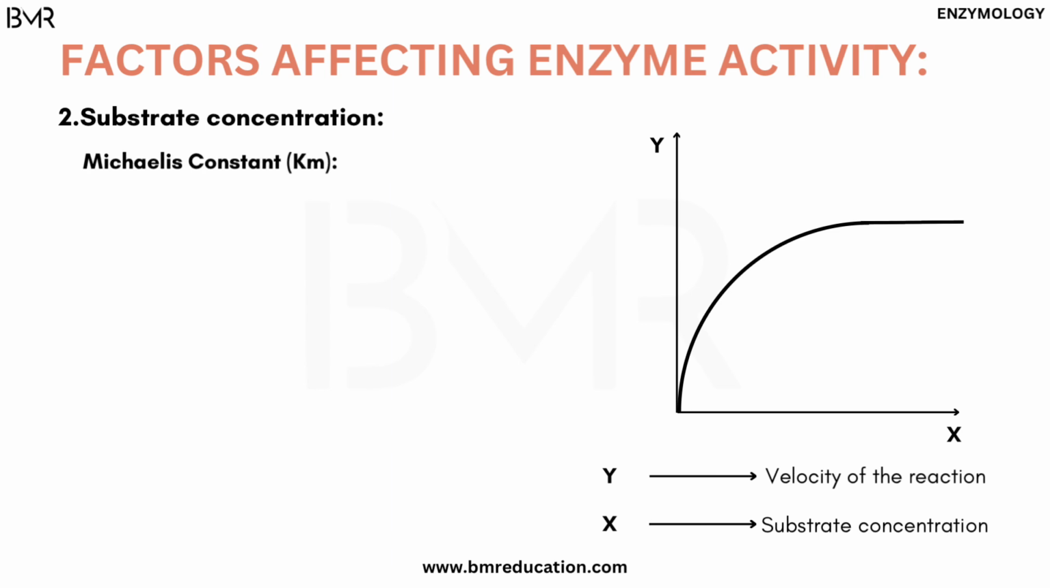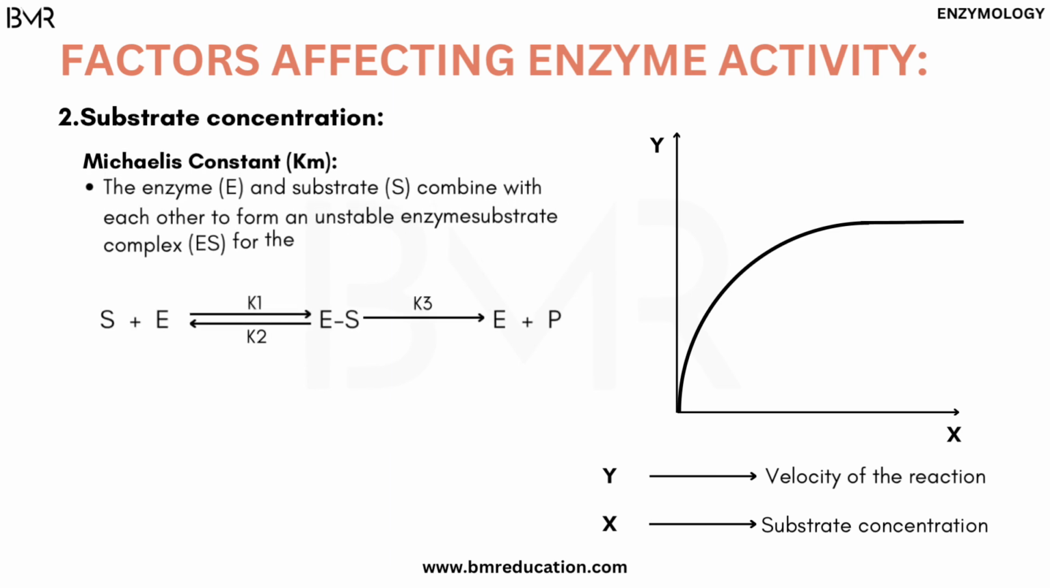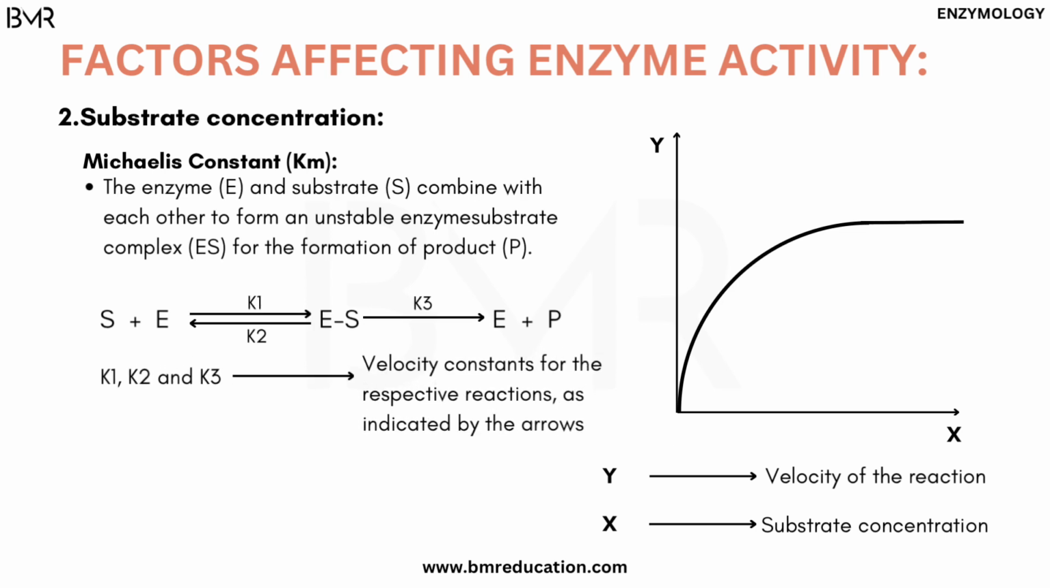Michaelis constant. The enzyme and substrate combine with each other to form an unstable enzyme-substrate complex for the formation of product. The K1, K2, and K3 represent velocity constants for the respective reactions as indicated by the arrows. The equation from these constants is made into K2 plus K3 by K1 is equal to Michaelis constant, where K is constant and M is Michaelis.